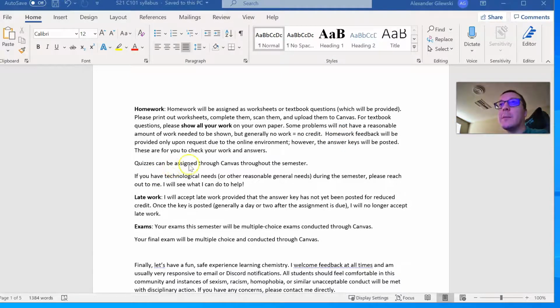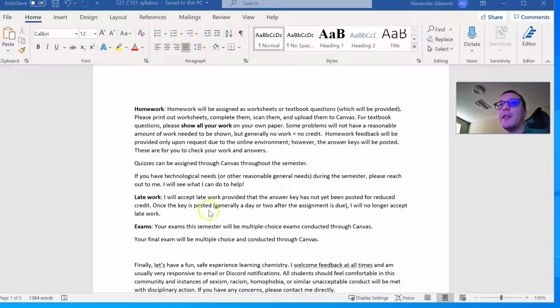Alrighty, so we're also going to potentially have quizzes through Canvas. We'll go over those if needed. For late work, I do accept it if I do not post the answer key already. So if the answer key is not up, you can still submit stuff for partial credit. However, as soon as I post the answer key, which is usually a day or two after the due date, then you can't submit it anymore. Okay?